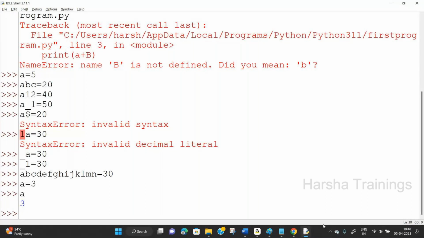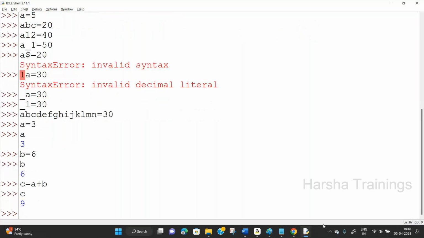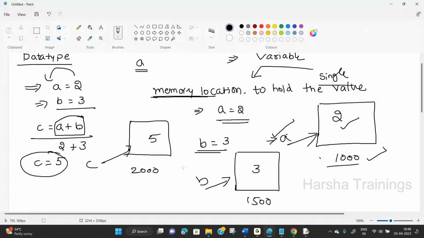So anyway, you will understand. Now b = 6, c = a + b. Same program, yes or no? The value in a, added with the value in b, is stored in c. Now this is clear, this is clear, this is clear. Are you clear?